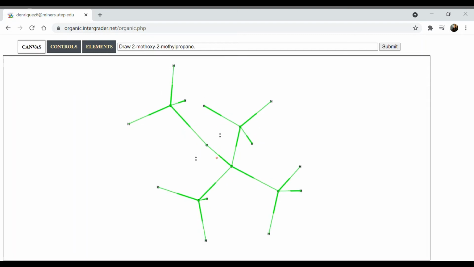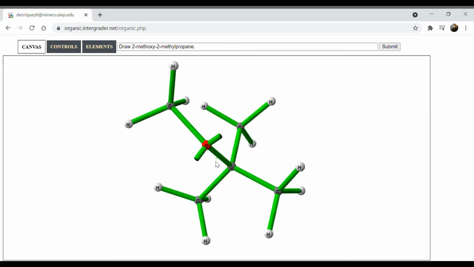And this will be your end product, a propane, a methyl at the 2 position, and a methoxy also at the 2 position.